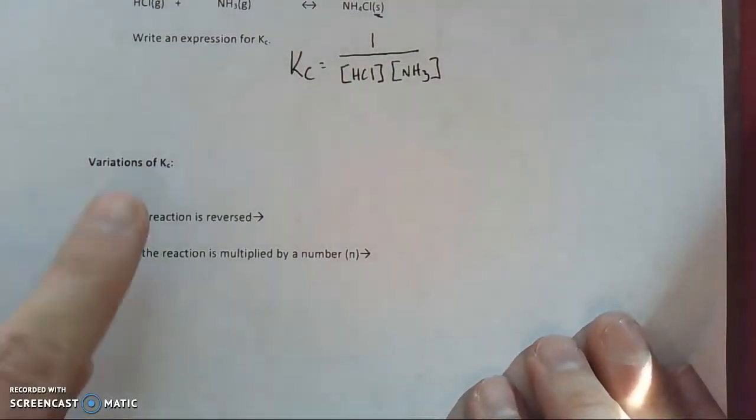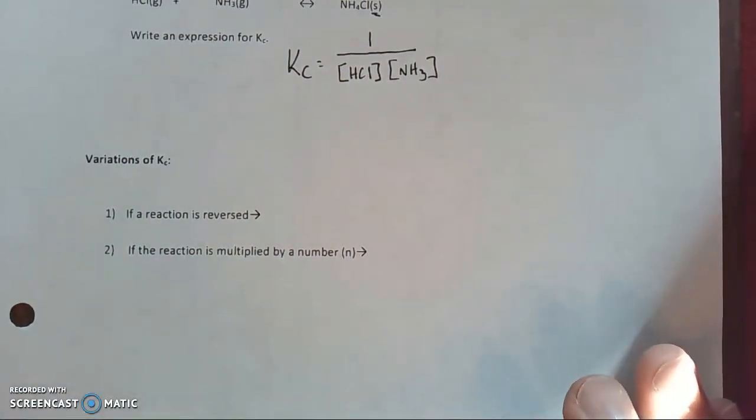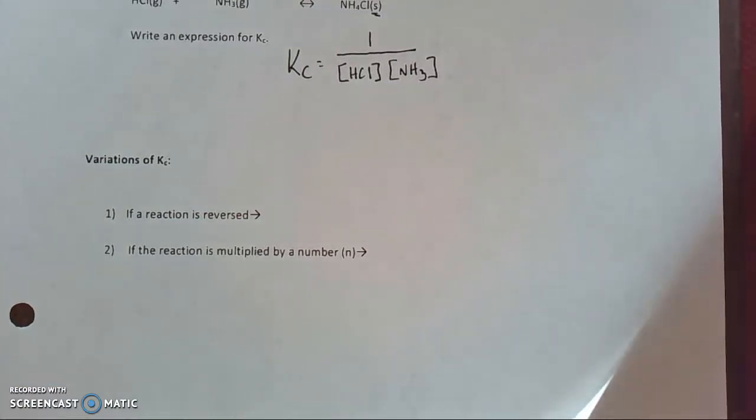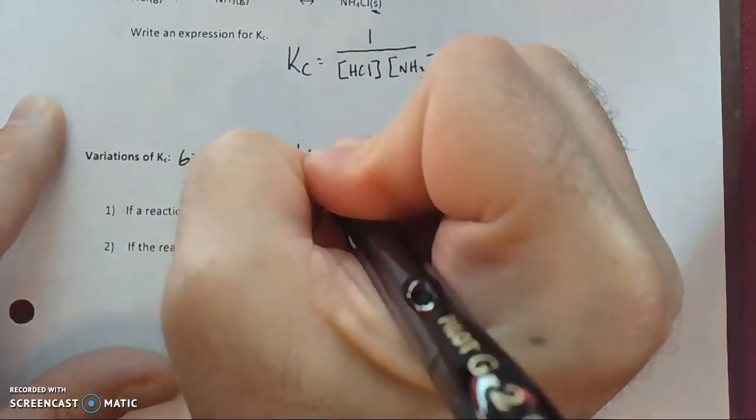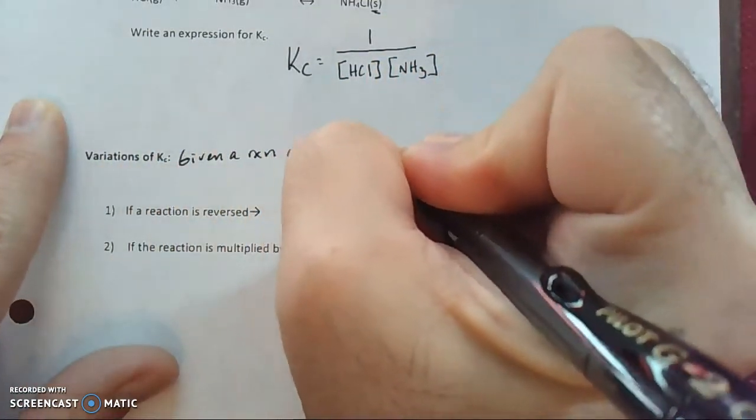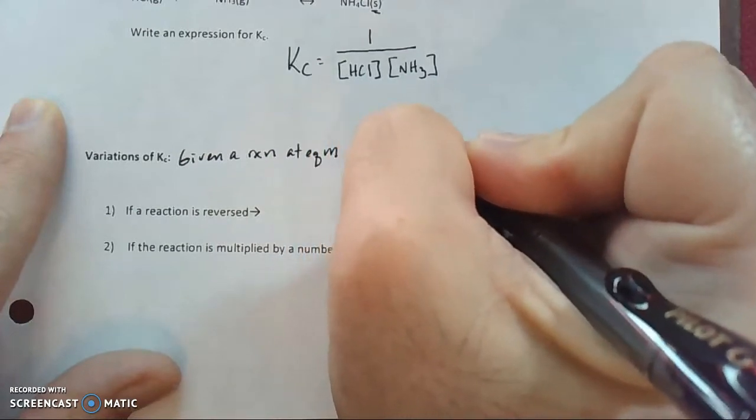Another thing that we're going to look at is variations of Kc. So we're going to look at if a reaction is reversed or if it's multiplied by a number, what we can do if we know the Kc value instead of recalculating the whole thing. So you are always going to be given a reaction at equilibrium and an original K value.